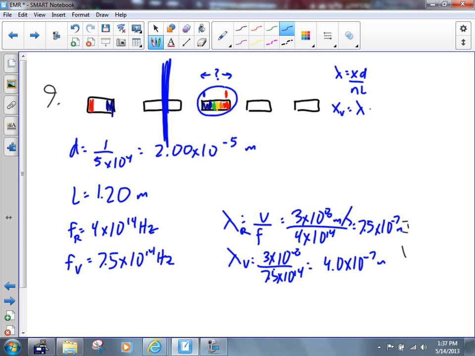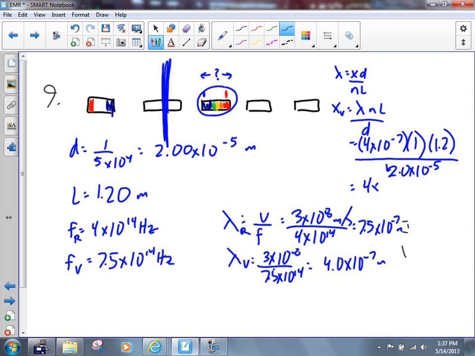It's equal to lambda times n times L over D. Lambda is, for violet, 4 times 10 to the minus 7, times n is, if we're talking about the first order max and the central max, n is going to be equal to 1. L is going to be equal to 1.2. And D is 2.0 times 10 to the minus 5. What do we get for xv there? 4 times 10 to the minus 2? 4.0 times 10 to the minus 2?